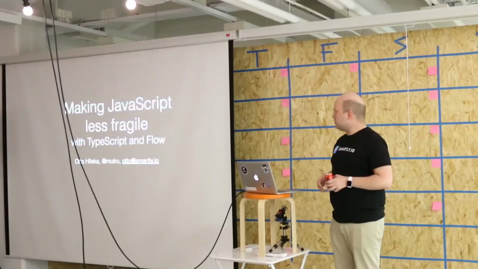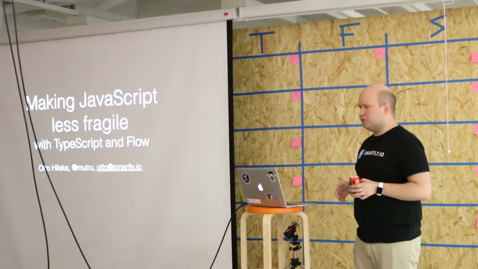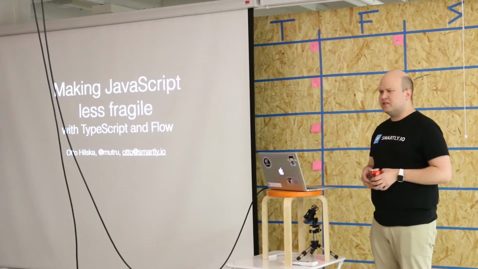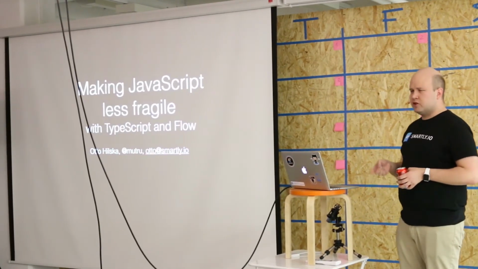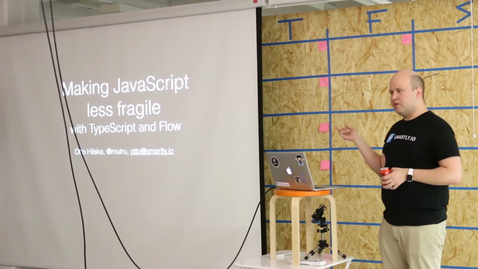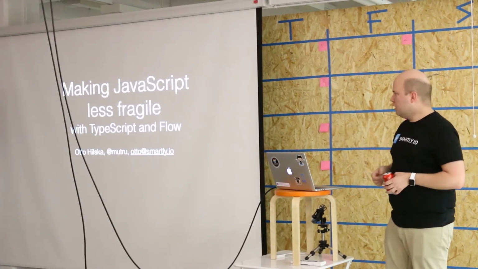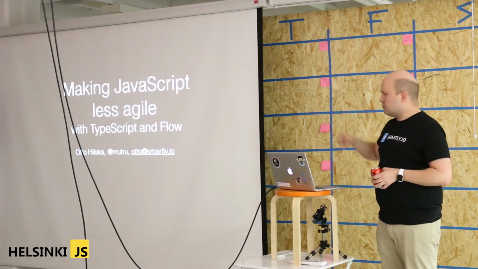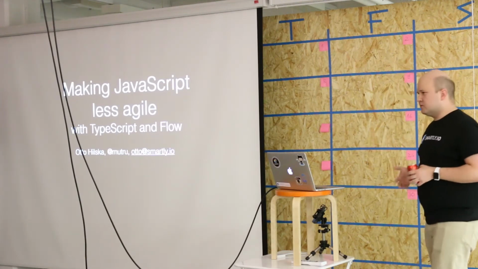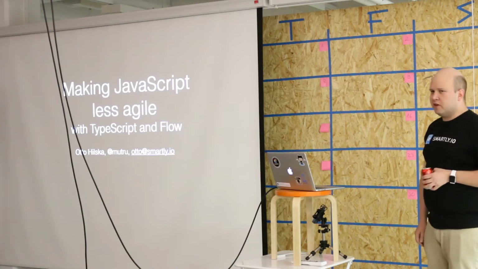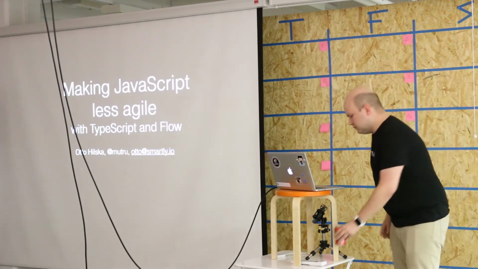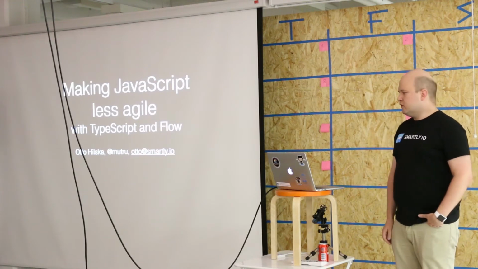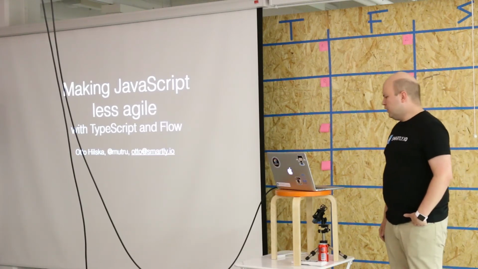About making JavaScript less fragile using some of the type safety enforcing technologies that exist today. I was going to mostly talk about TypeScript, but then I figure you probably want to hear about Flow as well. Before someone points out, yes, it's also how to make JavaScript less agile, because adding type information and everything means that you're going to lose some of the dynamic features of JavaScript in a way.